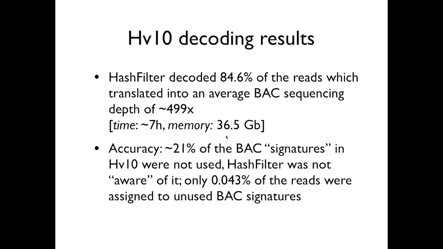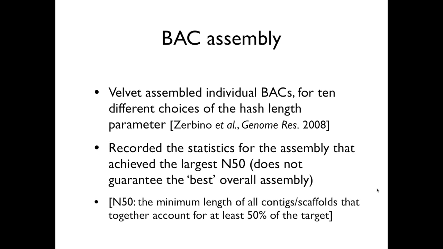Only 0.043% of the reads were assigned to these unused BAC signatures, which suggests that the hash filter deconvolution, or decoding, is actually quite accurate, meaning it does not assign a read to the wrong BAC, which would of course be devastating for the whole process. So we are very confident that the deconvolution is accurate, and it's relatively efficient: a few hours on the server with about 36 KB of RAM.